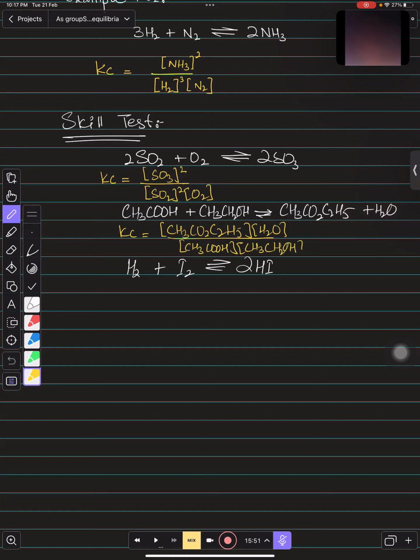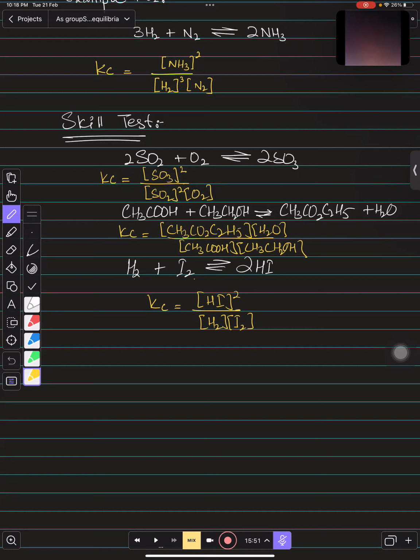Right, this would be like this. And if you talk about the last one, it would be the concentration of HI raised to the power 2 over the concentration of hydrogen and iodine. But you need to remember over here, we don't need to write the concentration of solids.